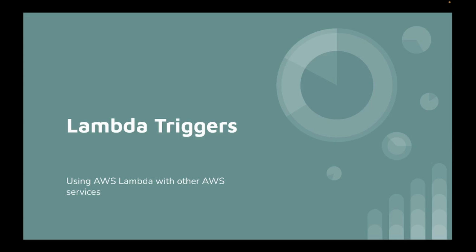In this video, we will be talking about Lambda triggers. Triggers are a way of invoking your Lambda function. So far, what we have seen is that we created a Lambda function and we invoked it from the Lambda console itself. And today we'll see how we can configure other AWS services so that they can trigger our Lambda for us.